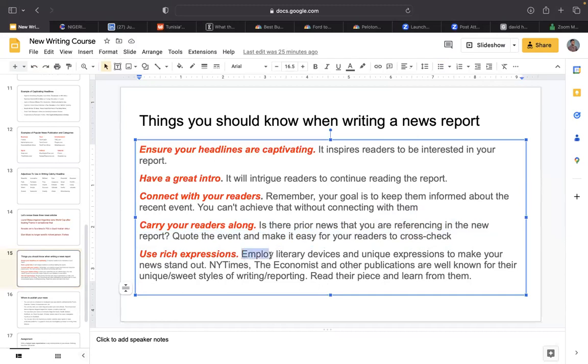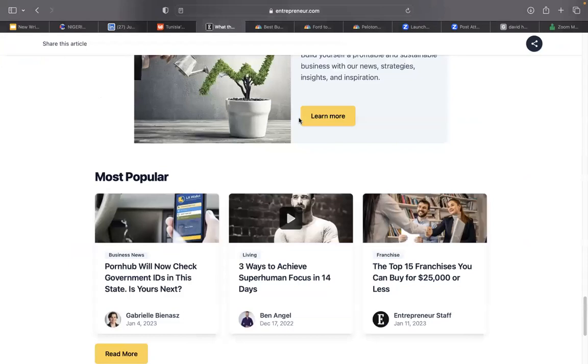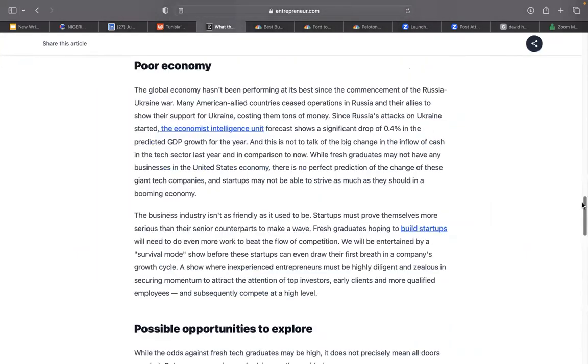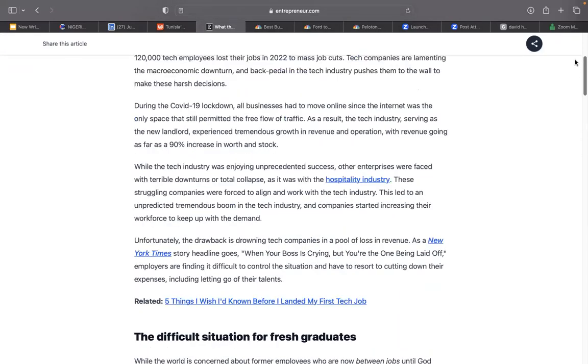Use rich expressions, employ literary devices, and use unique expressions to make your story stand out. The New York Times, The Economist, and other global publications are well known for their unique style of writing. I'm a big fan of the New York Times, and that's because of their sweet headlines. In fact, I remember that I quoted it in some of my publications, just to tell you how much having a very great news headline can make your story or your news article stand out. Here it is.